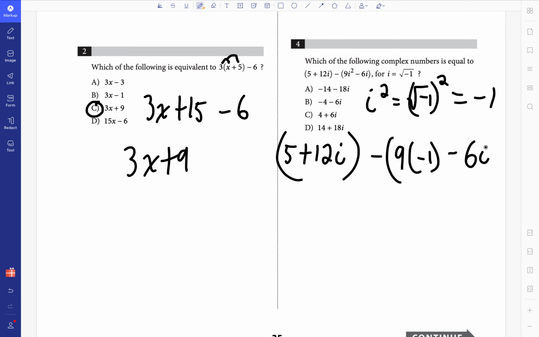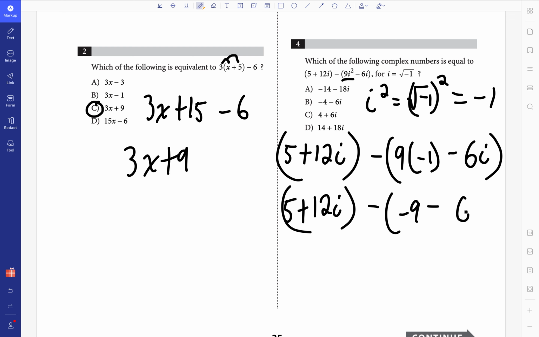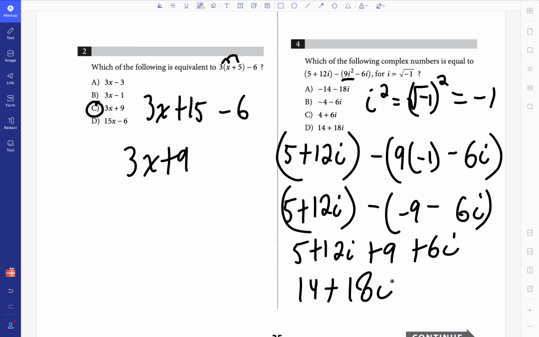And then minus 6i. Notice I didn't substitute everywhere I saw an i, I didn't plug in the square root of negative 1, because that really didn't benefit me. But in this portion of the equation, I did plug in the square root of negative 1, so I could simplify it to negative 1. So this is 5 plus 12i minus negative 9 minus 6i, which is the same as 5 plus 12i plus 9 plus 6i. Therefore, this is 14 plus 18i, which is D.